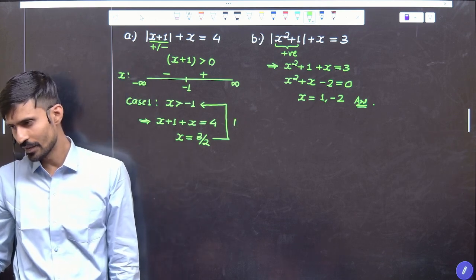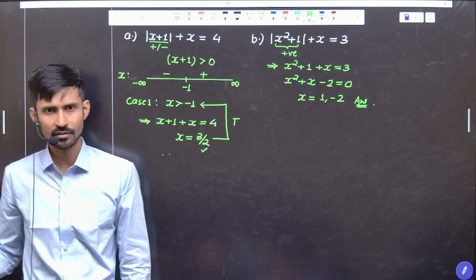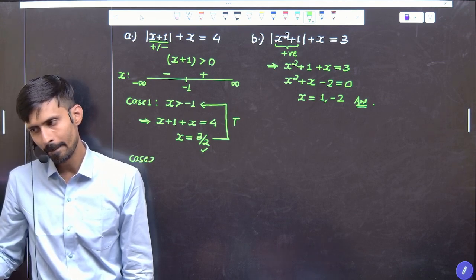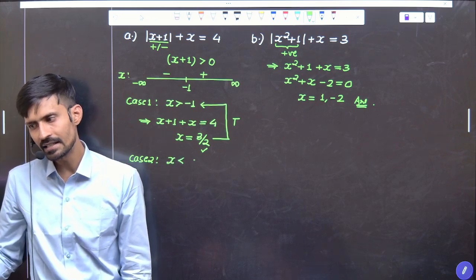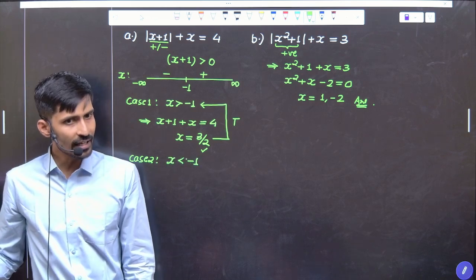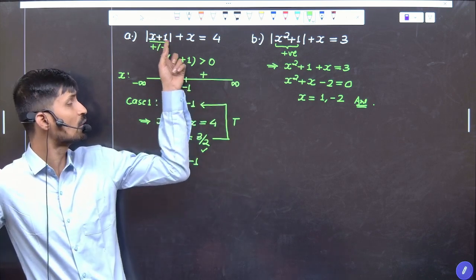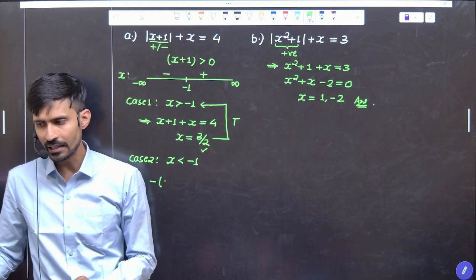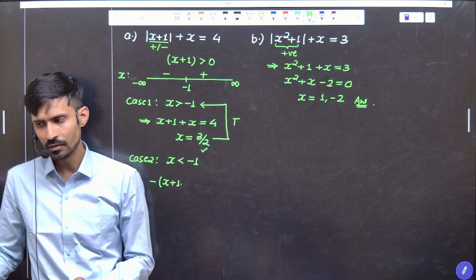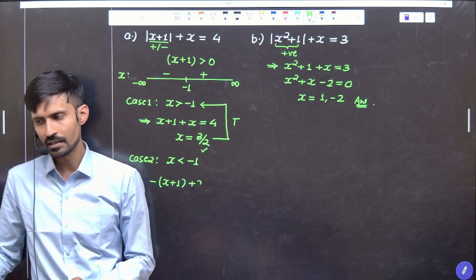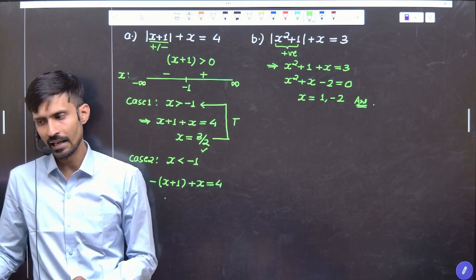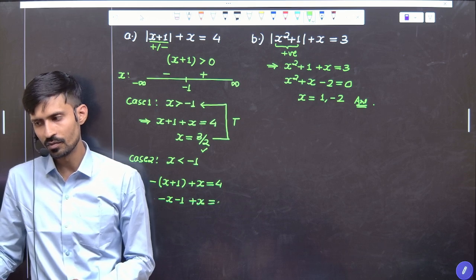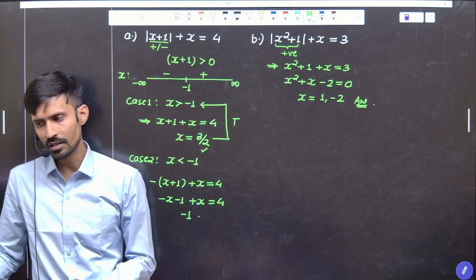True. It means this will be our answer. Yes? Now case 2, when x is less than -1. When x is less than -1, this x plus 1 is going to be negative. So in this case, when we remove mod, I will multiply a minus sign with x plus 1, plus x is equal to 4, and here we get minus x minus 1 plus x is equal to 4, and this will give minus 1 is equal to 4.